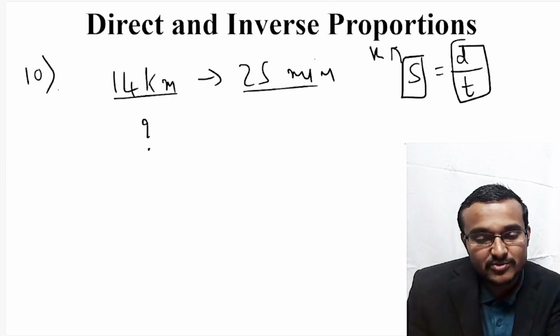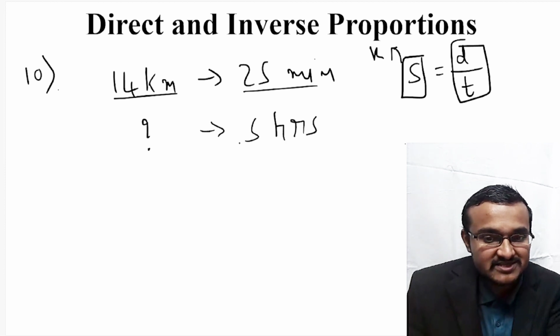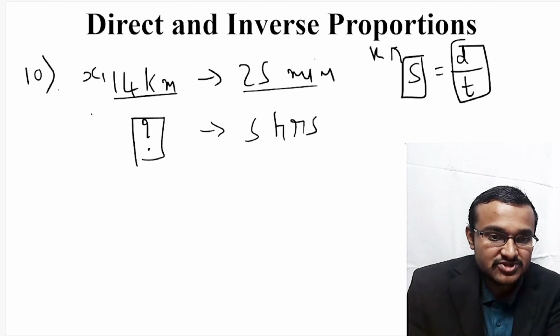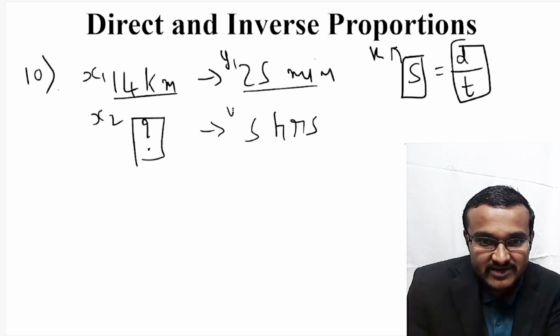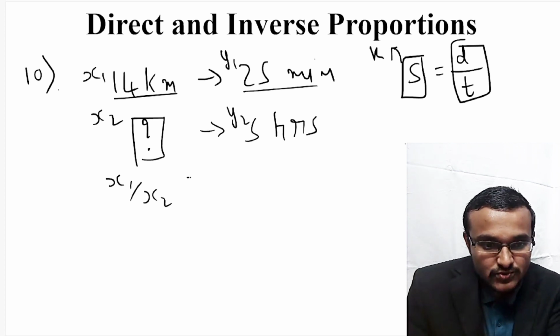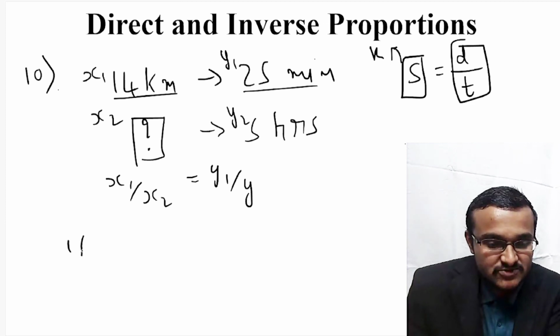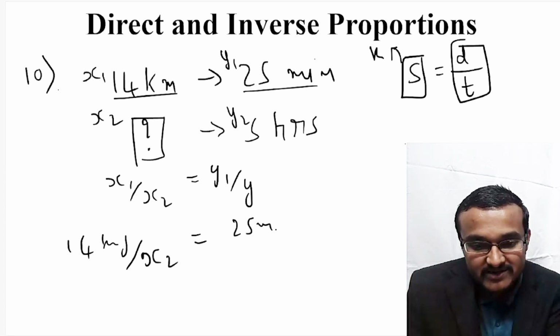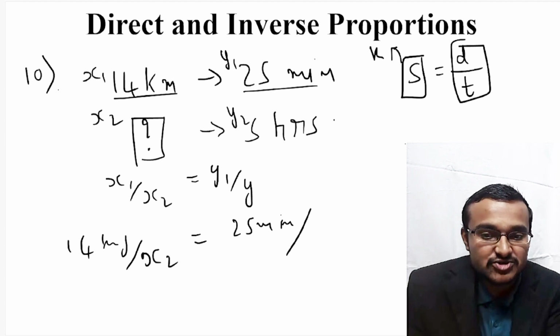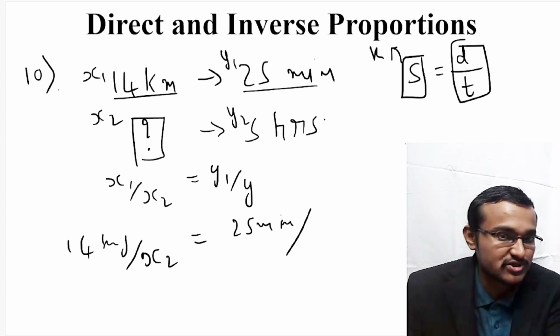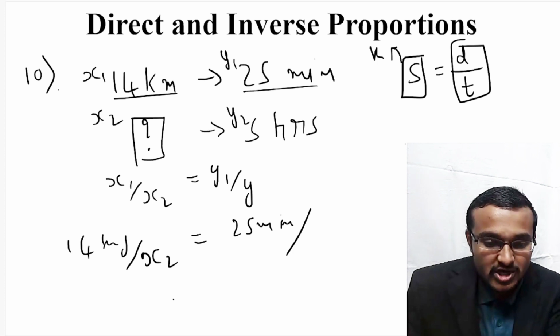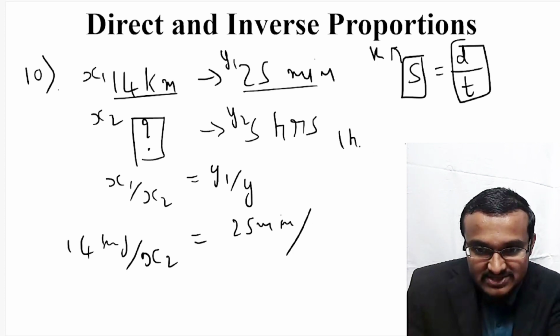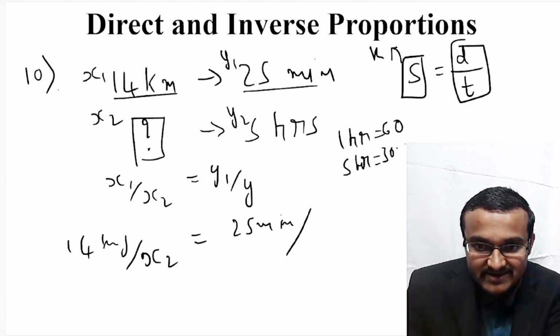So here distance is 14 km in 25 minutes. So in 5 hours how much distance will this particular truck cover? So this is x1, this is x2, this is y1, y2. So x1 by x2 is equal to y1 by y2. When you do that, x1 is 14 km divided by x2, we don't know, is equal to y1 which is 25 minutes divided by 5 hours. Hours you should convert to minutes because the same unit should be there while calculating. So you should always remember 1 hour is equal to 60 minutes. Then 5 hours will be equal to 6 5s are 300 minutes. So in the place of 5 hours, I will write 300 minutes.